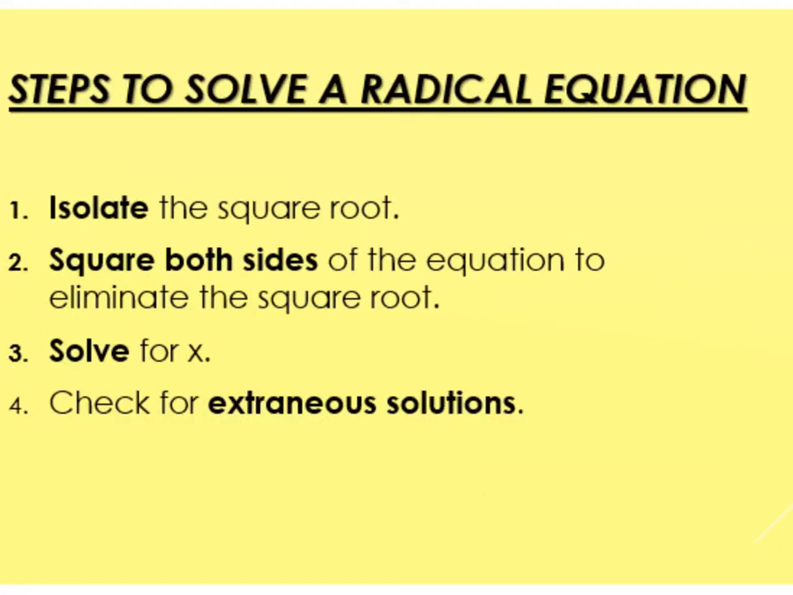Now, in order to solve a radical equation, you are going to first isolate the square root. Then you will square both sides of the equation to eliminate the square root, solve for x, and then lastly check for extraneous solutions.